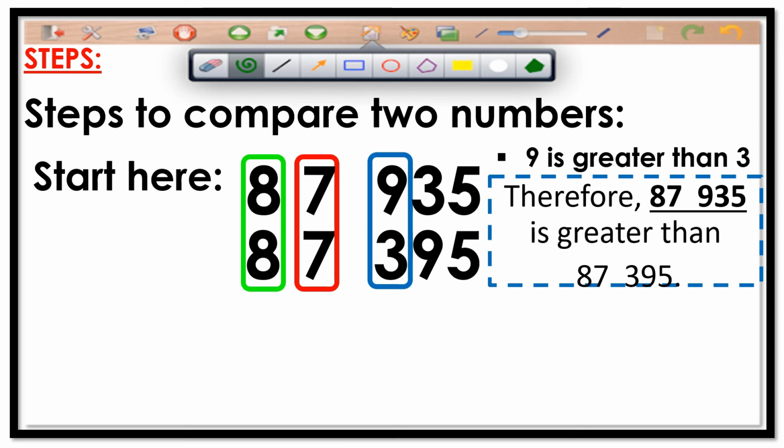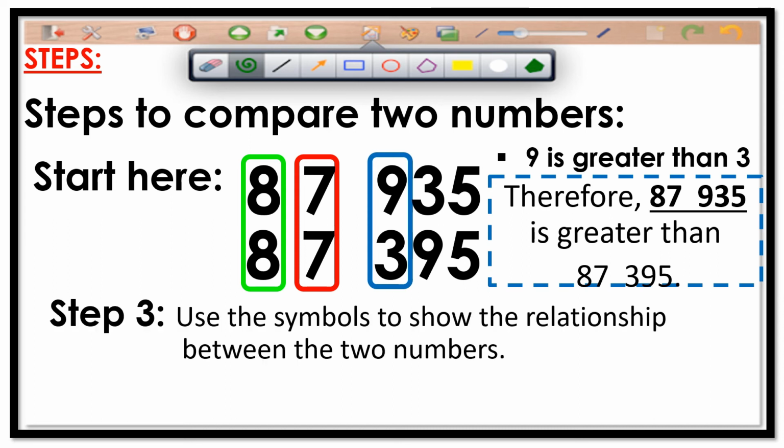87,935 is greater than 87,395. Dahil mas malaki si 9 kaysa 3, therefore, si 87,935 mas malaki, greater than 87,395. So, you can use daw na symbols to show the relationship between the two numbers.